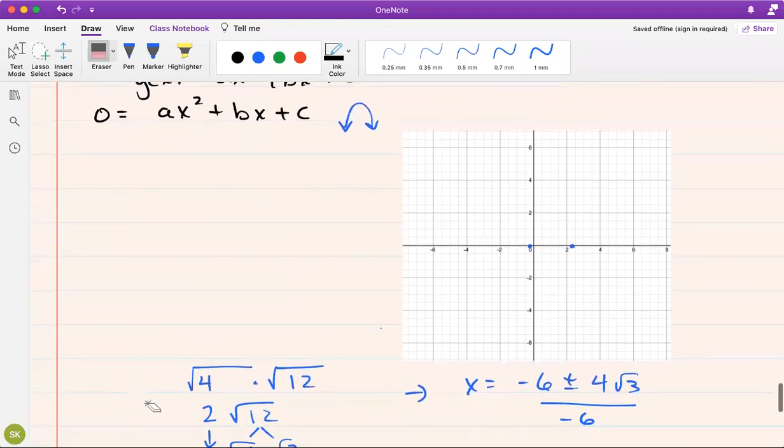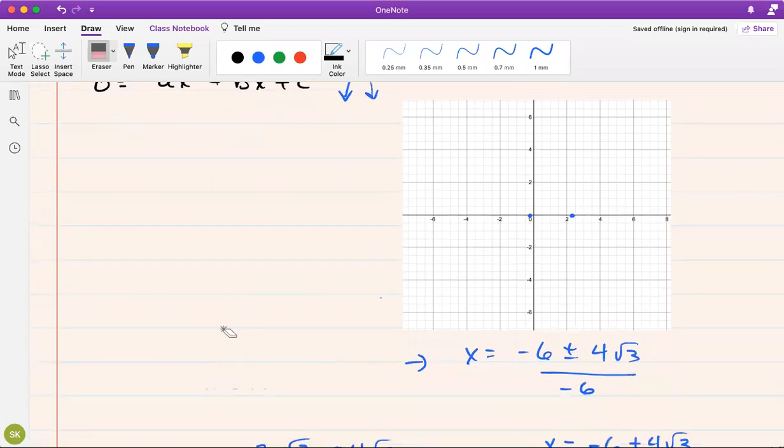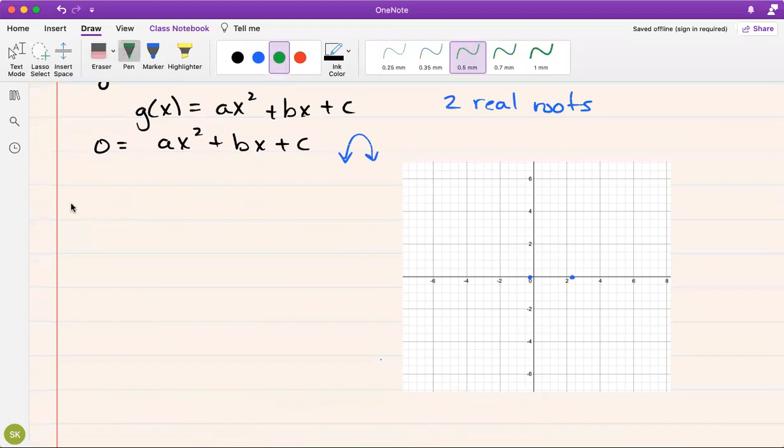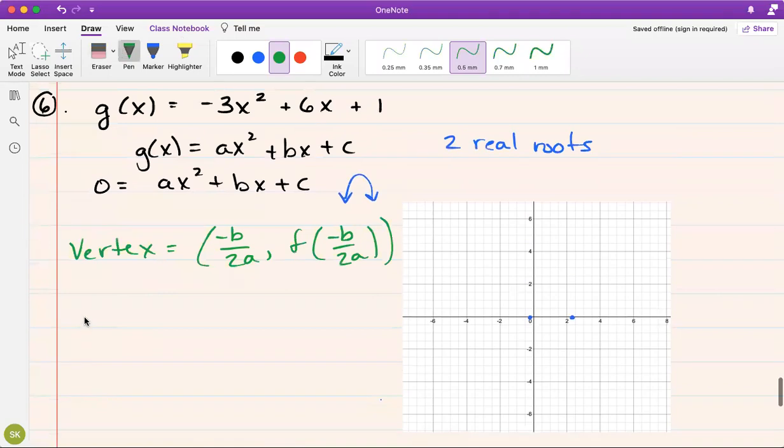That'll give us another point and a good estimate for the graph. So the vertex is negative b over 2a, comma, f of negative b over 2a. So negative b over 2a is equal to negative 6 over 2 times negative 3, which is also negative 6, so we just get 1.